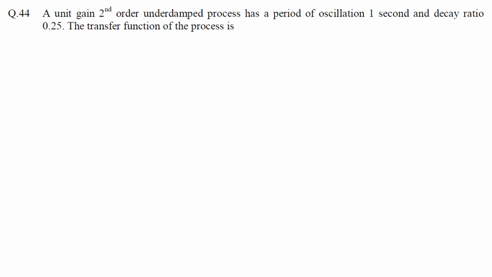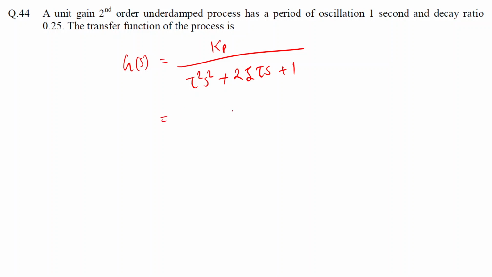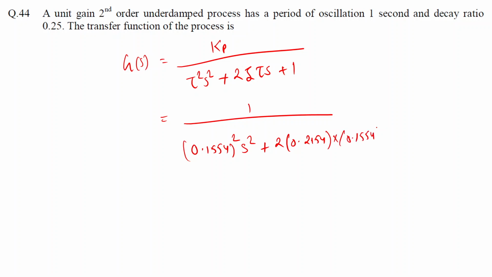So now we have the values of tau and zeta, which we can put into the transfer function equation. The transfer function equation was G of s equal to Kp upon tau square s square plus 2 zeta tau s plus 1. And now we can replace all these values. Kp was 1, tau we found to be 0.1554, whole square, s square plus 2 into the value of zeta, 0.2154 from the earlier slide, into 0.1554 s plus 1.